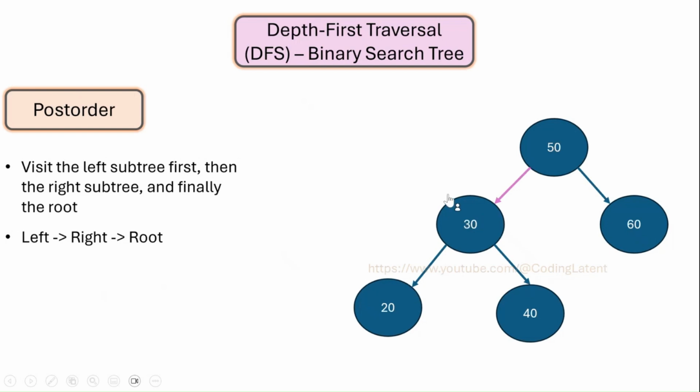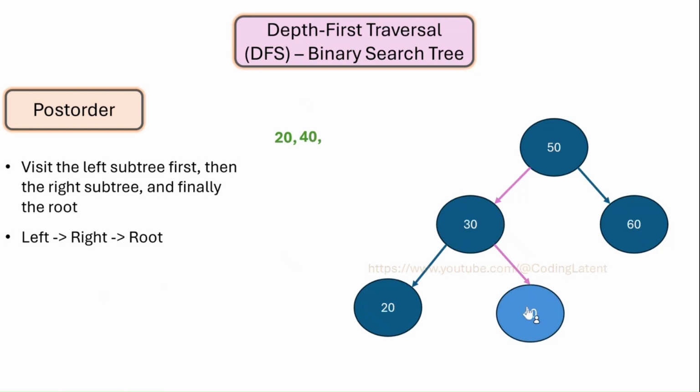So for this 30 as a root, for this subtree, we'll go to the left side, which is 20. For the subtree with 20 as a root, there is no left side. So we'll try to go to the right side. Now there is no right side. So we'll go to the root, which is 20. We'll print the 20. Then we'll backtrack. Now for this 30, there is a right side. So we'll go to the right side.